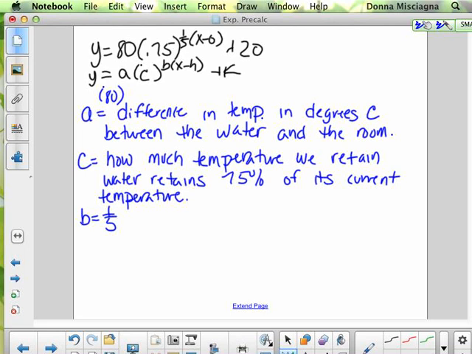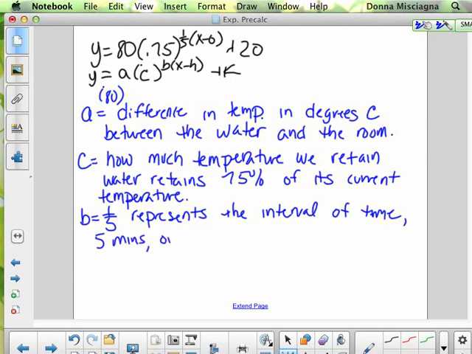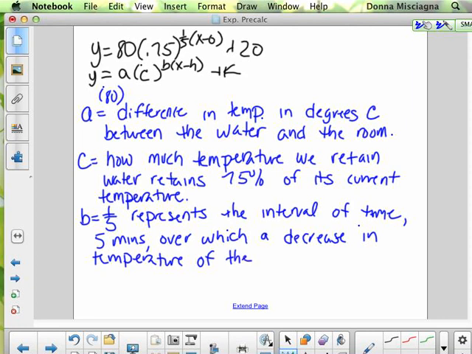So B equals 1/5, which represents the interval of time, which is 5 minutes, over which a decrease in temperature of the water occurs. I'm glad I shortened C, because if I had repeated myself, I would have run out of space. I have just enough space. So H is 0.